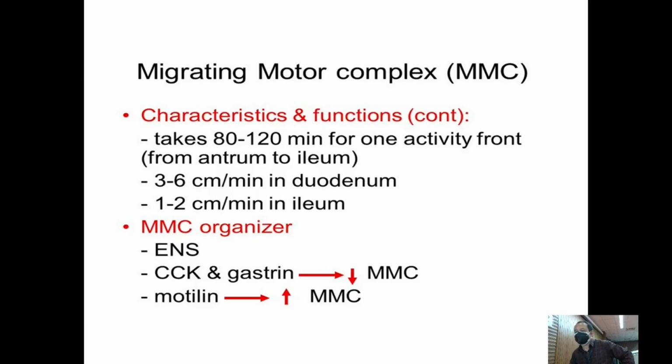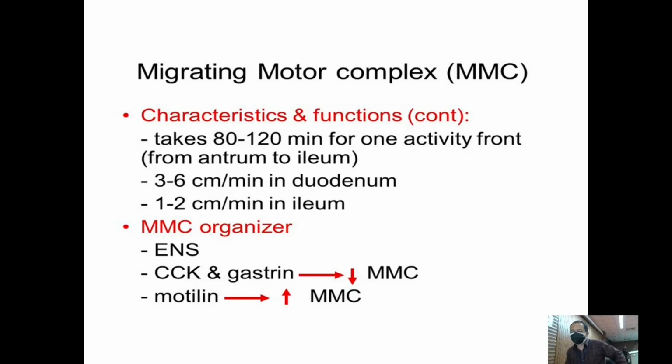In the duodenum it is 3 to 6 centimeters per minute. In the ileum it is 1 to 2 centimeters per minute. This kind of contraction starts from the antrum and then it doesn't go to the large intestine. It ends in the ileum, before reaching the large intestine.